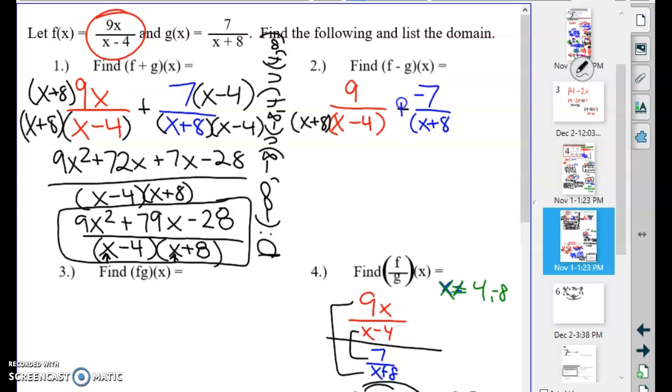8. I think I forgot an x up here. That's okay. I'll add it in now. There's an x plus 8. Forgot my x.